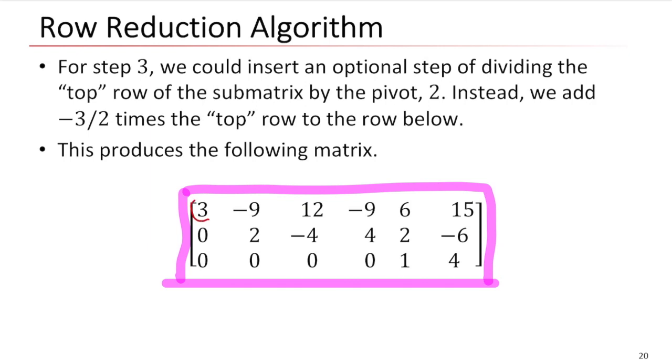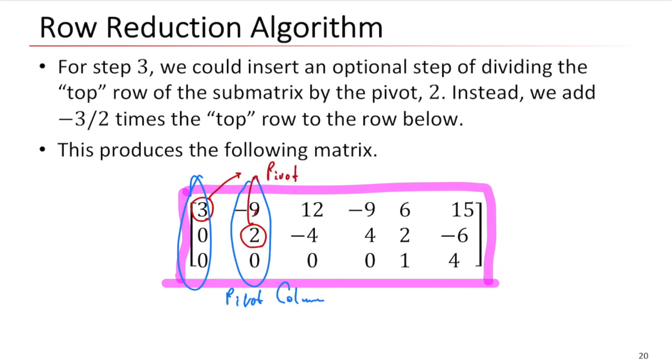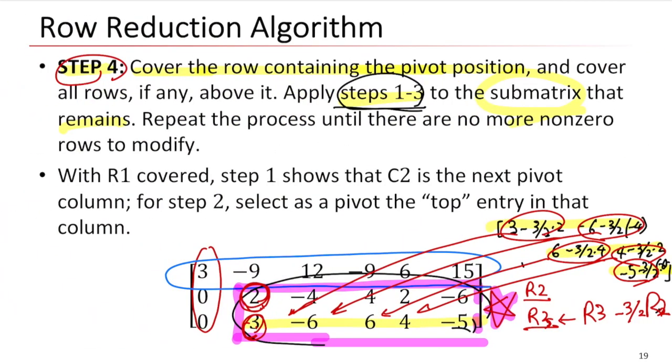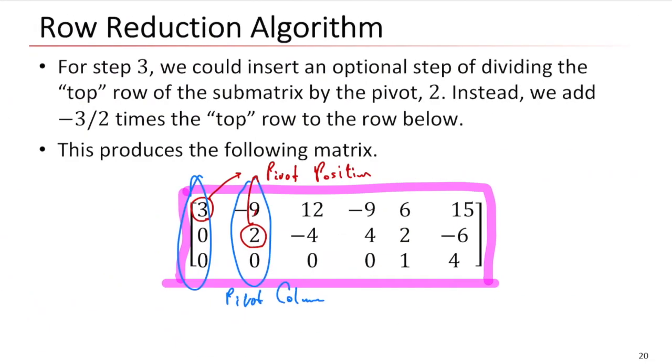Okay, so we have a pivot position here and another pivot position here. In this case, this one and this one are the pivot columns, and this position is the pivot position, right? So then what is the next submatrix? The next submatrix is here, right?